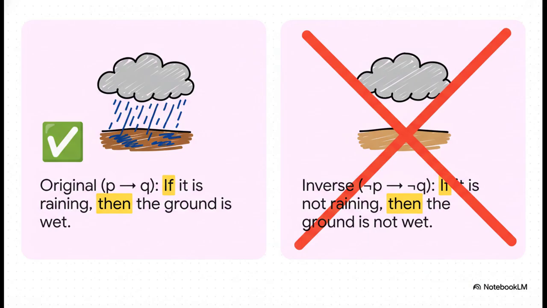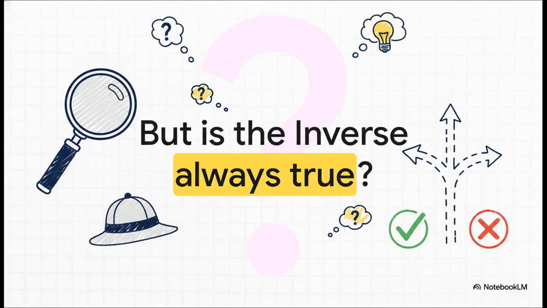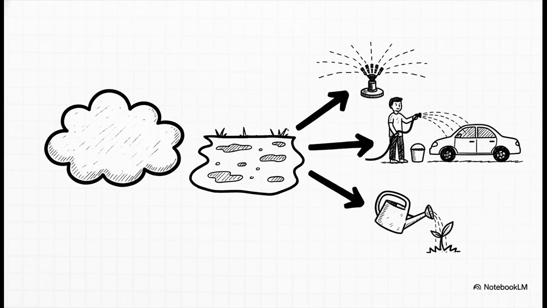See? On the surface, that sounds totally logical, doesn't it? But let's pump the brakes for a second. Just because the original statement is true, does that guarantee that this new inverse version is also true? And the answer is a big, fat no. This is exactly where the logic falls apart. Just because it's not raining doesn't mean the ground can't be wet. I mean, what if a sprinkler's on, or someone's washing her car? The inverse is not logically the same, and assuming it is, well, that's a classic logical trap.